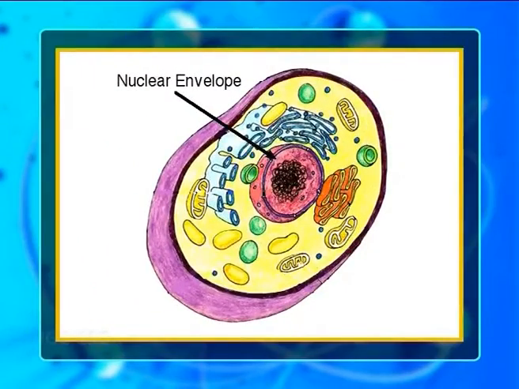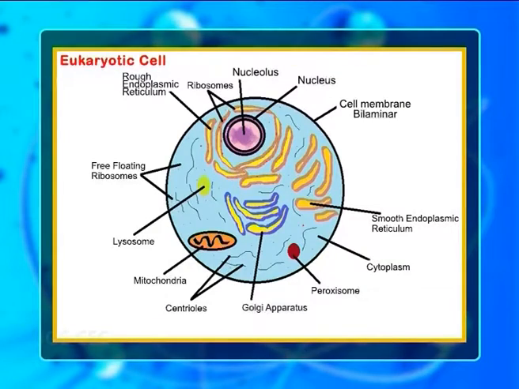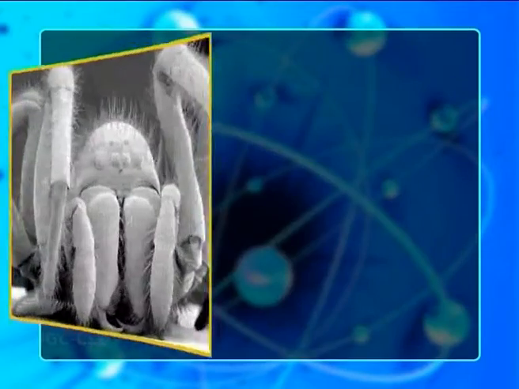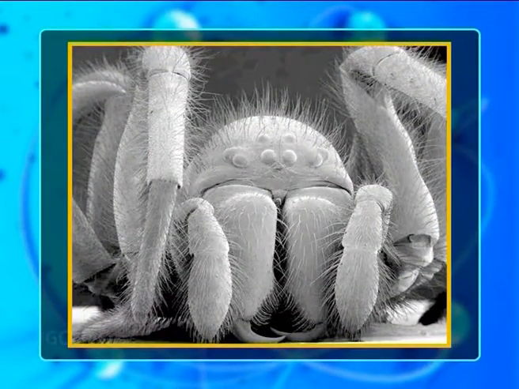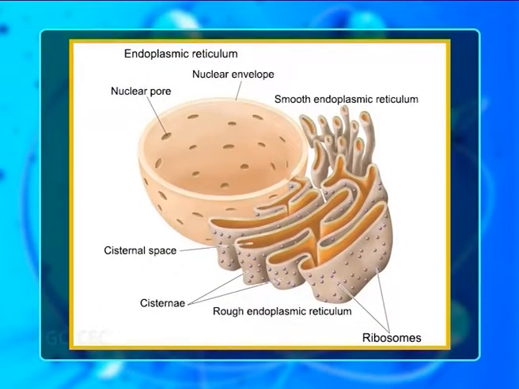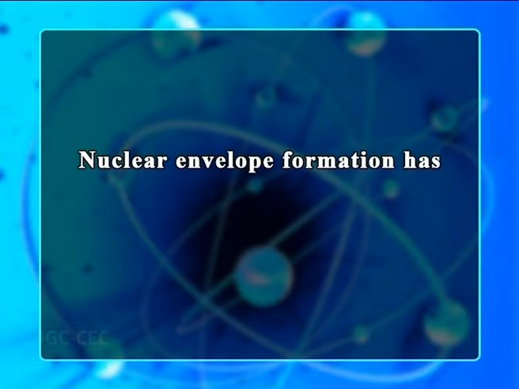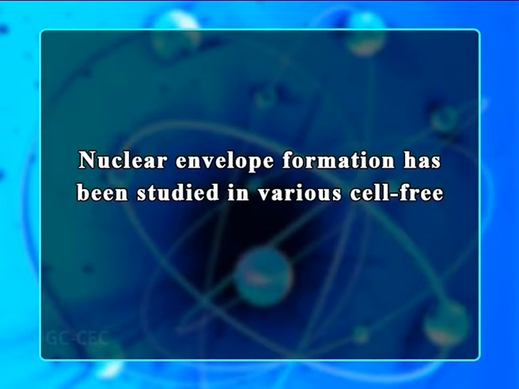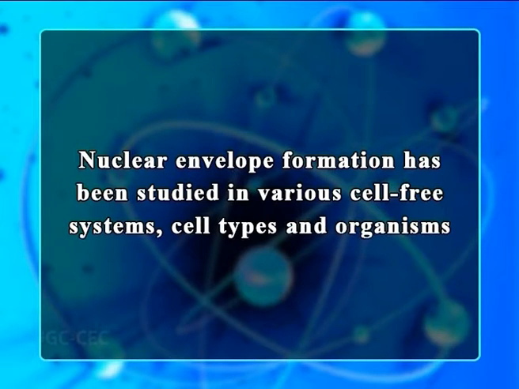The nuclear envelope is a hallmark of eukaryotic cells and is a highly organized double membrane that encloses the nuclear genome. Early electron microscopy images revealed that the inner and outer nuclear membranes are continuous with the endoplasmic reticulum. Nuclear envelope formation has been studied in various cell-free systems, cell types and organisms.